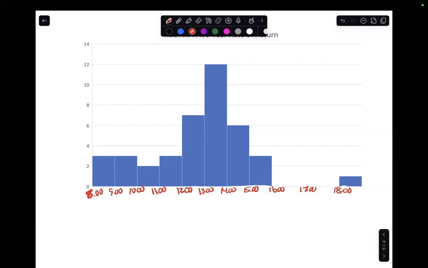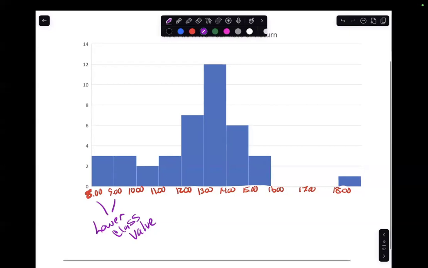So these right here are the lower class limits or class values. Those are the lower class values. So the 9 is the beginning of the second bin. 10 is the beginning of the third bin, et cetera, et cetera. Does that make sense? All right. I'm going to move on.